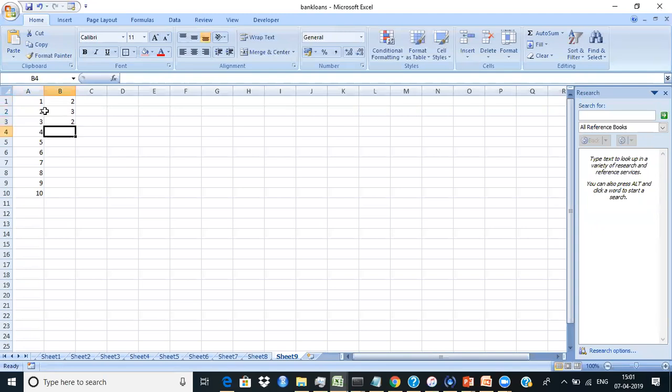Again, for the third sample, it is 2. For the fourth sample, it is 3. For the fifth sample, 4. For the sixth, 5. Then again, 2, 1, 2, 2. I've got the sample averages.